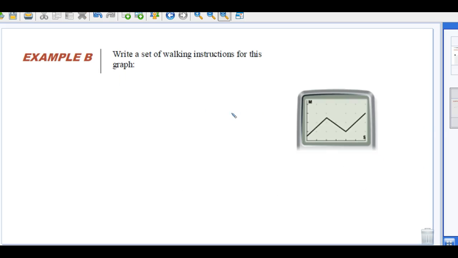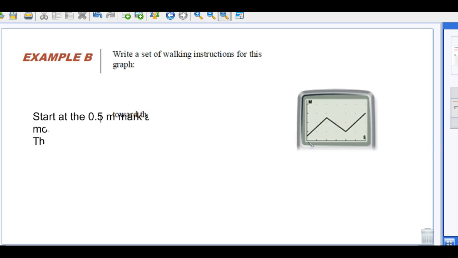Alright, then here, let's look at this one. It says, write a set of walking instructions for this graph. Well, we want to know where it starts. It looks like it starts at 0.5. So we're going to say it starts at 0.5, and then we're going to move on from there. Okay, starts at the 0.5 mark.